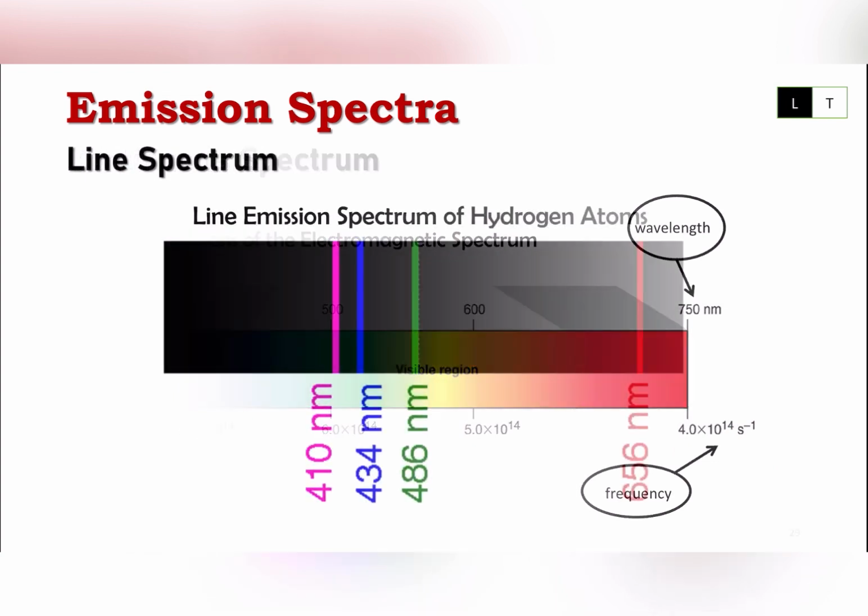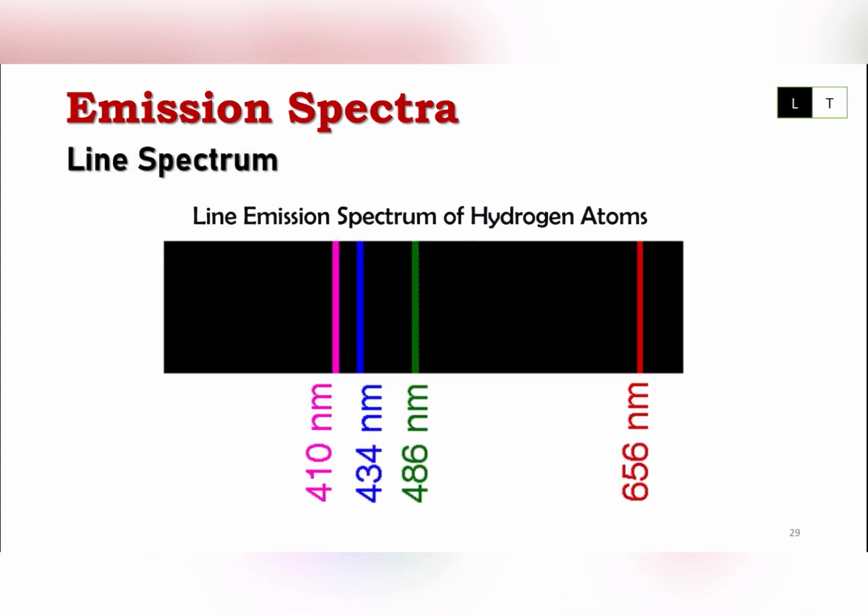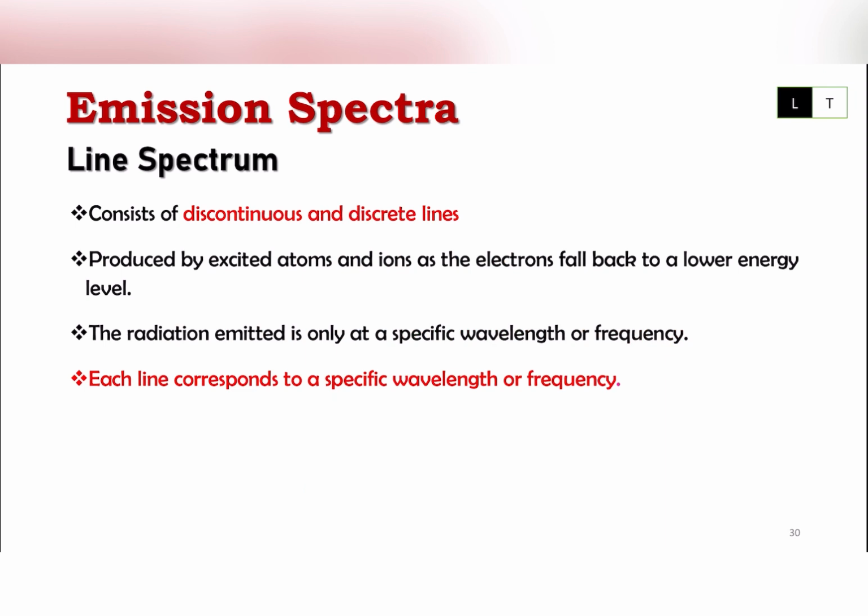I'm going to talk about line spectrum. So this is an example of line emission spectrum for hydrogen atoms. So you can see that the background is in black color and you got a few lines with selected special colors on it. So what are line spectrum? Line spectrum consists of discontinuous and discrete lines. That's why you can see separate different color of lines, not the merged one like in continuous spectrum.